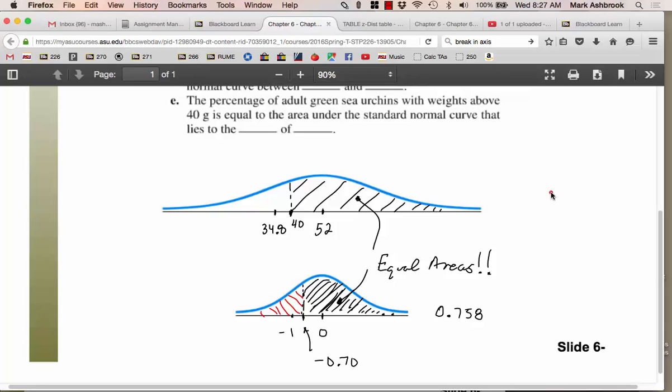The table gives you the area to the left. And so the red is the 0.242. Therefore, the area to the right is the 0.758, 1 minus that, and therefore that's the same as this area, 0.758, which is the same as?